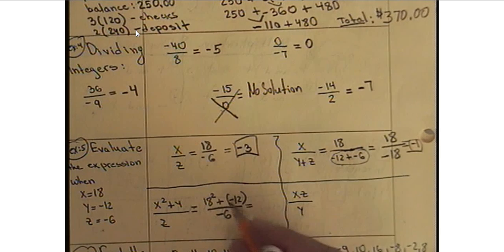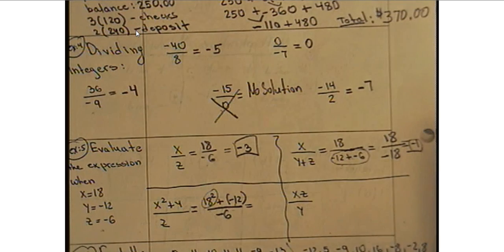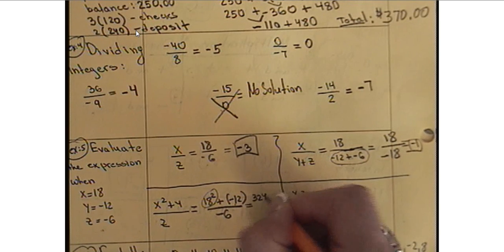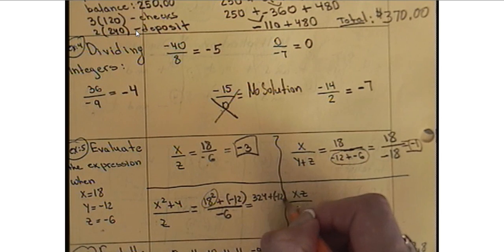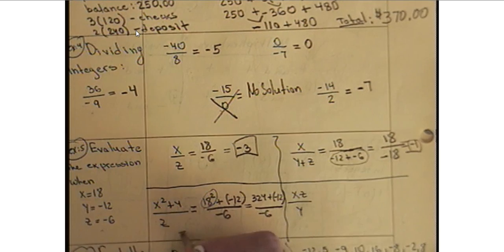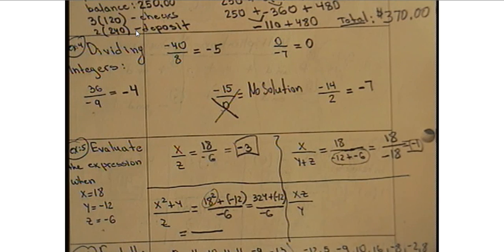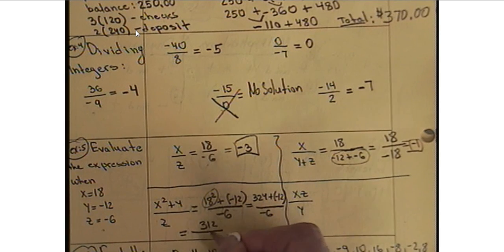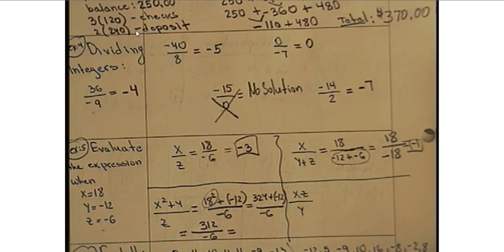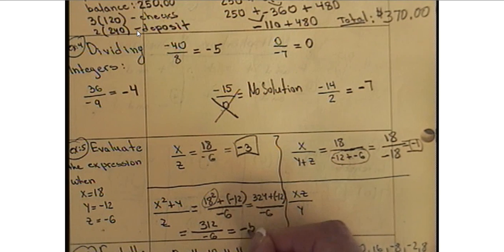With that example, we have x squared, 18 squared, plus negative 12 over negative 6. Now, we will calculate this, but before we add the numbers, we need to simplify the expression. So 18 squared is equal to 324 plus negative 12 over negative 6. So we'll just continue this whole thing over here. 324 plus negative 12 is 312 over negative 6. And when we divide those two numbers, 312 divided by negative 6, we will get the answer negative 52, final one.